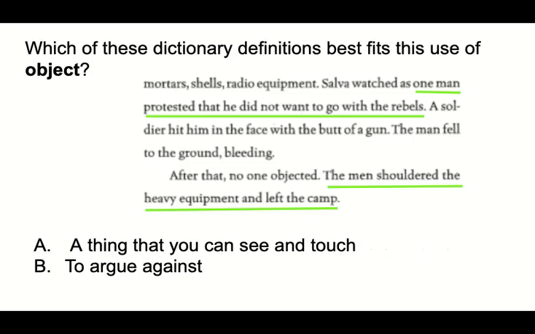When we look up the word in the dictionary, we find 2 different definitions. It can mean a thing that you could see and touch, or it can mean to argue against. But only one of those definitions fits the context clues. Objected has to mean that he argued against.